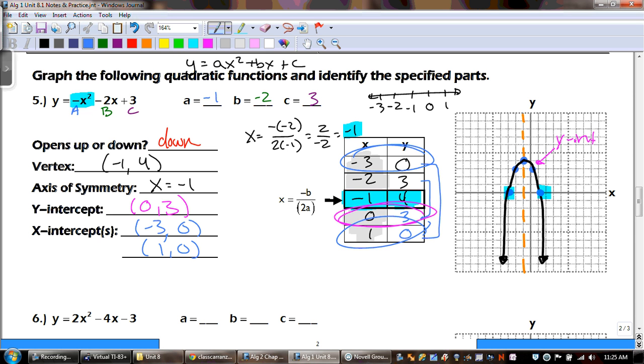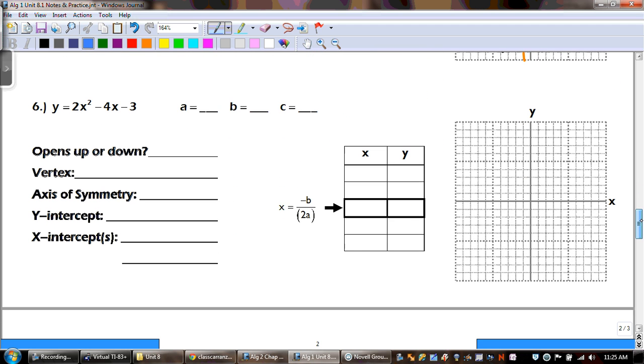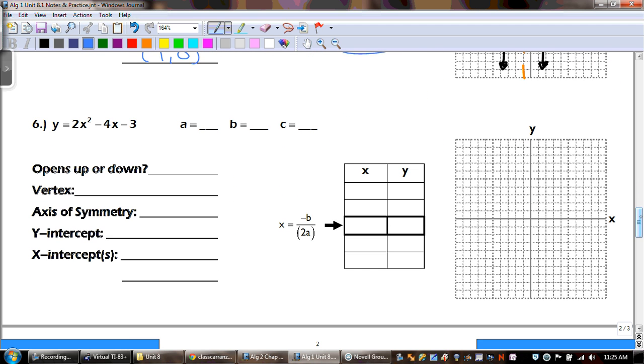Okay. Now, all of those intercepts are not always going to be so easy to find. Sometimes it's going to be a little bit harder. Okay. So just a warning. All right, let's go ahead and look at number 6.